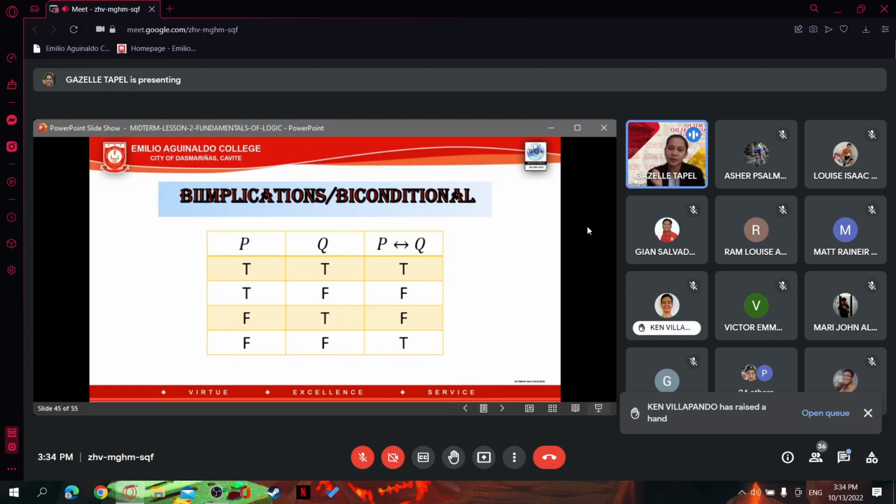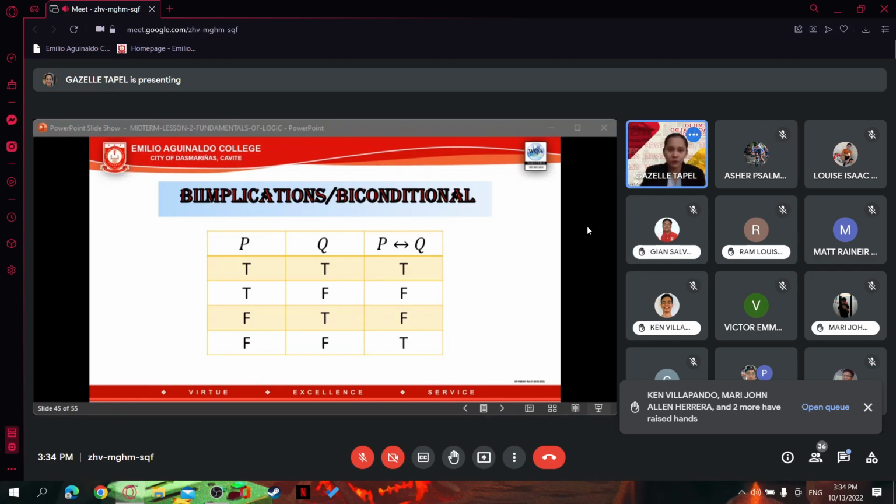Okay, what is the difference between the truth value ng implication at ng biconditional? Ano yung nakita niyong pinagkaiba nila? Anybody? Ram.